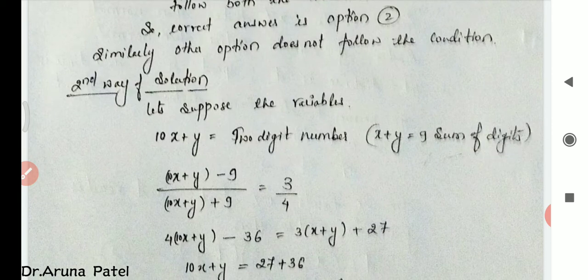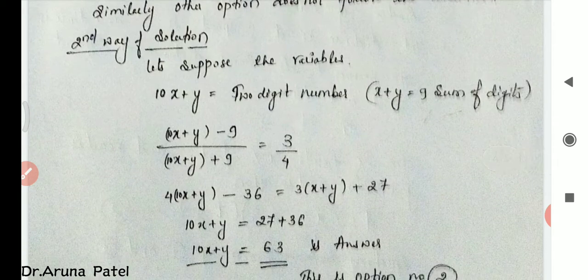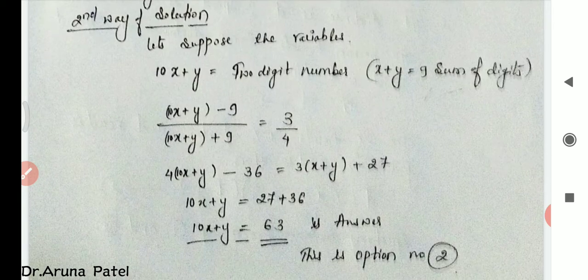A fraction is formed. On simplifying by cross multiplication, you will get 4 times (10x plus y) minus 36 equals 3 times (10x plus y) plus 27. Sorry, here the 10 was not written. On simplifying, on the left side we have 4 times 10x plus y, and on the right side 3 times 10x plus y, so we get 10x plus y, and on the right side 27 plus 36, which equals 63. So 10x plus y is the two-digit number we supposed, which equals 63. So this is the correct answer by the second way of solution.